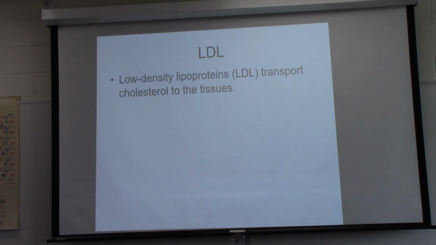Okay, another type of lipoprotein is called low-density lipoprotein, LDL. And what it does specifically is it carries cholesterol to tissues to make steroids, to make myelin sheath, to make vitamin D, etc. So it's very specific. It carries it to cells where it needs to use cholesterol to make things.